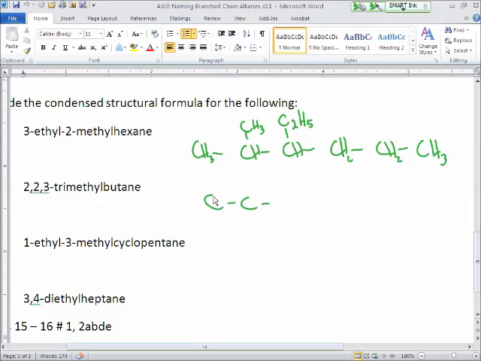Butane, 1, 2, 3, 4. 2,2,3-trimethyl. CH3, CH3, CH3. Now the H's. H3, none, H, H3. Drawing is easy. Drawing's kind of fun, right? All you're doing is building it. You don't have to think quite as much.